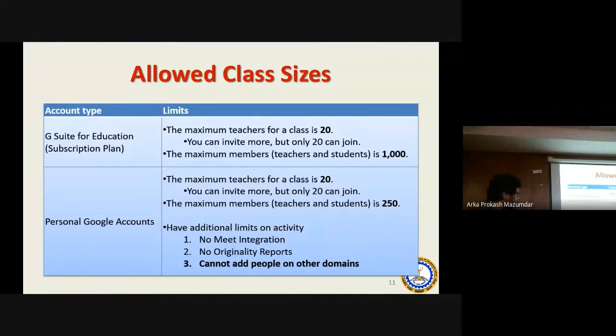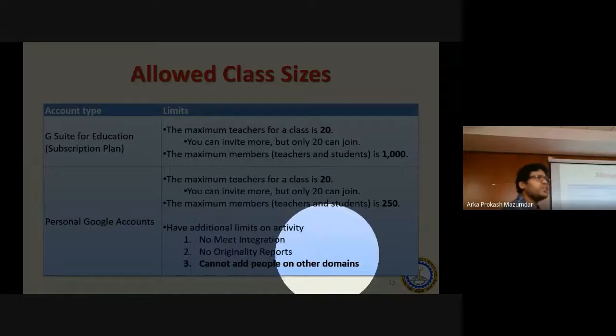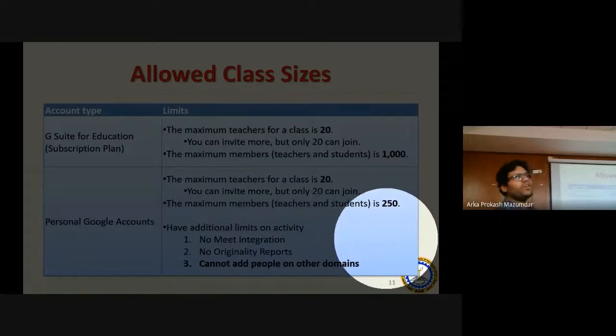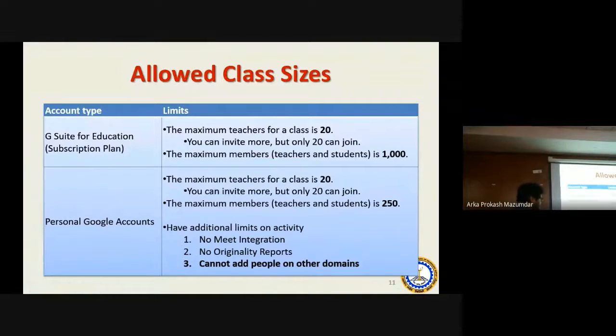Some of the additional things that you can or cannot do in a G Suite account: you cannot have a Meet integration, or an originality report, or people from other domains. We'll show that. But the first two are actually integrated in our subscription, so we can actually use Meet, and we can use the originality report also. There are limitations, we'll come to that. But you have to be very sure when you are using Google Classroom with @mnit.ac.in, you cannot add people from another domain. Like if someone @gmail.com is trying to log into your classroom, they cannot. So you have to be very sure that all the students have that MNIT email ID, so that you can add them to the classroom if you're creating the classes from your institute ID.